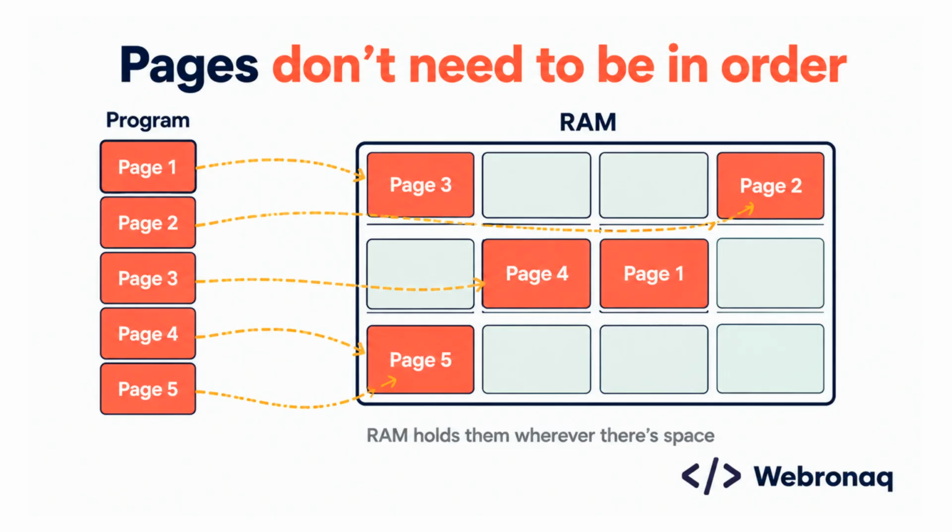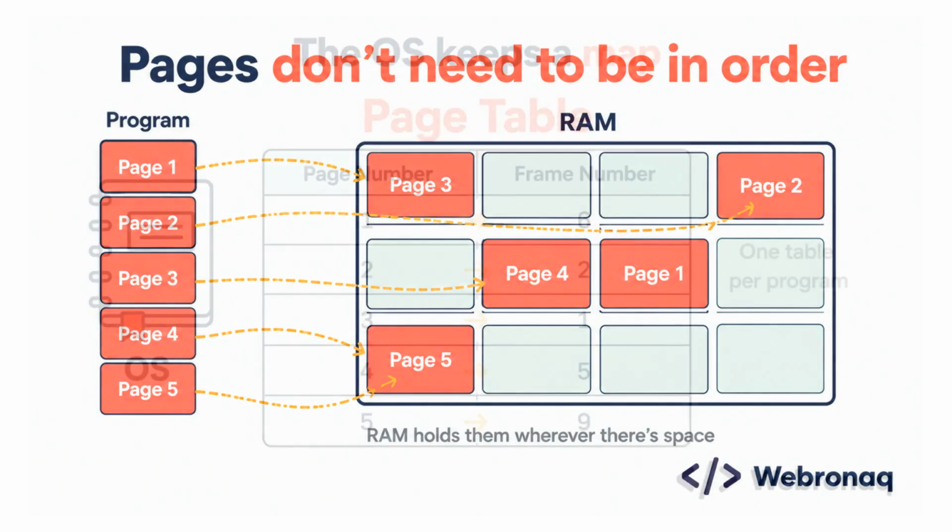It means the operating system can use every little gap of free RAM instead of needing one big empty stretch. It's a lot like how files get scattered across your hard drive over time. The file still opens correctly because the system keeps track of where every piece lives. But that raises an obvious question. If the pages are scattered all over RAM, how does the program ever find them? That's where the next piece comes in.